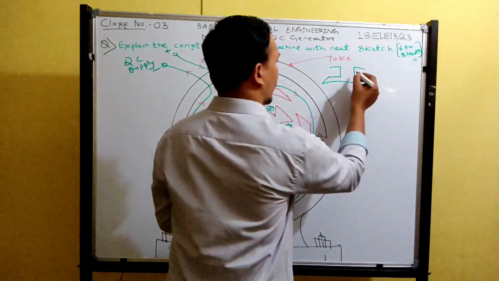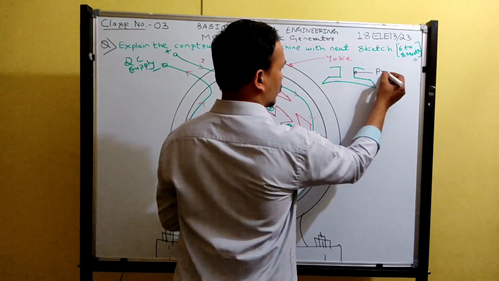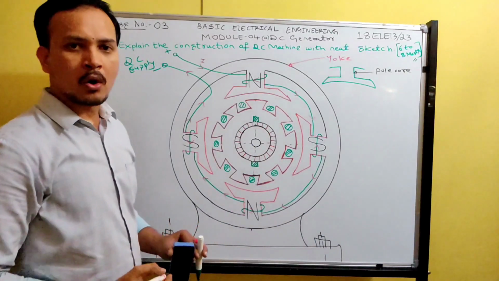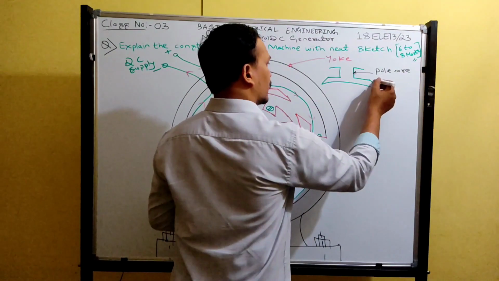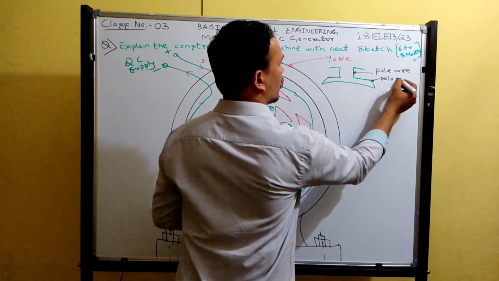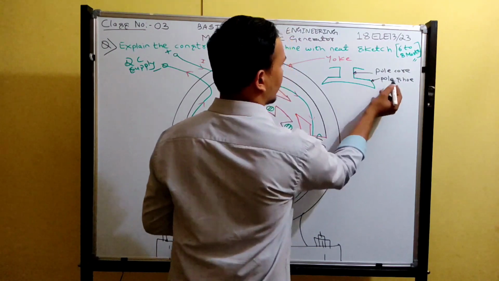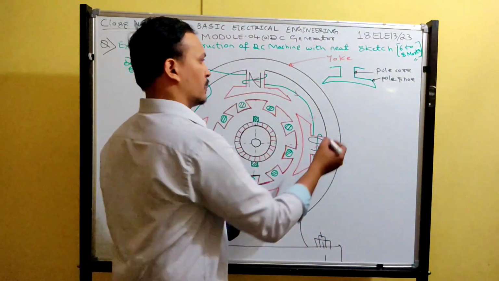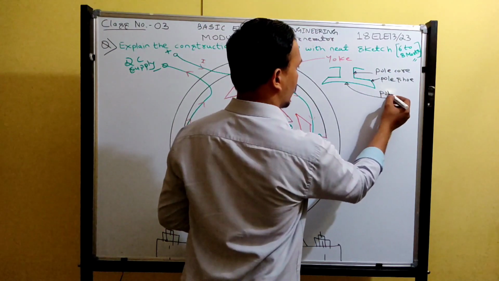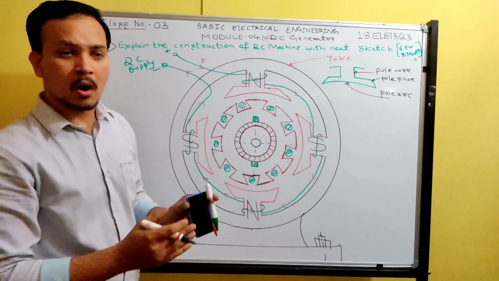So then what is this part? See, this vertical line is there now. That is called pole core. That we can call it as pole core. Okay. And this, from here to here, is called pole shoe. Okay, this we can call it as pole shoe. And this curvature is called pole arc. The curvature is there now, that we can call as pole arc.